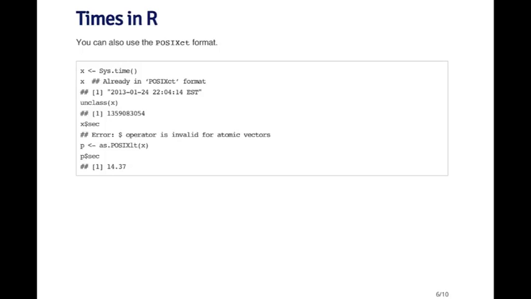The POSIXct format, you can also get it from the Sys.time function, and you can see that if I unclass this POSIXct object, I get this very large integer, because that's just the number of seconds since January 1st, 1970. Now, if I try to apply the list operator, the $ sign, to this object, I'll get an error because objects of POSIXct don't have these list elements in them. If you want to get those list elements out, you have to convert it to POSIXlt using the as.POSIXlt function. Then I can get the seconds out. In this case, it's 11.88 seconds.